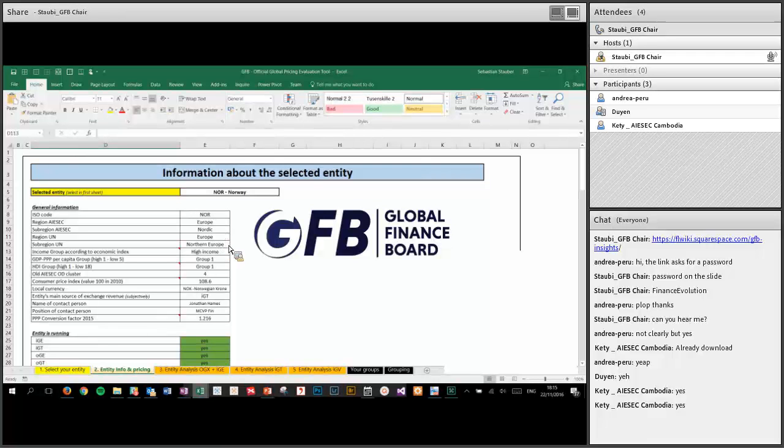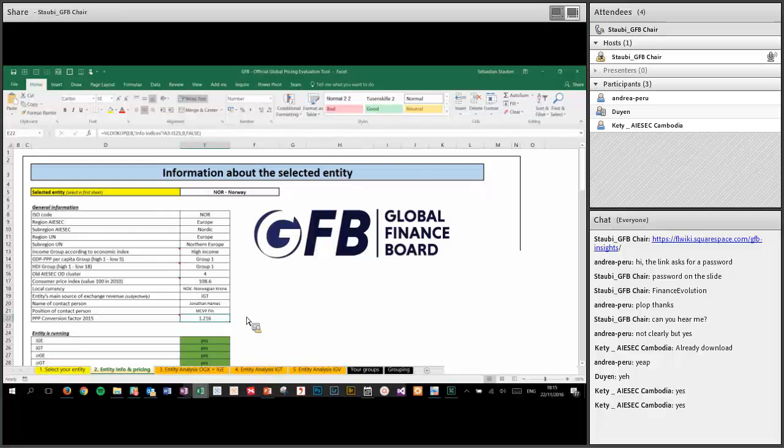We have chosen the sub-region according to the United Nations because it is globally comparable. Good. You have an income group according to the economic index. Norway is in the high income group, and the GDP PPP per capita, which is the gross domestic product, which is how your country is doing, so the economic performance of the country, divided by the population and adjusted by the purchasing power parity. So PPP is that you have €1 in Germany or in Norway, and it is less, so you have the conversion factor.